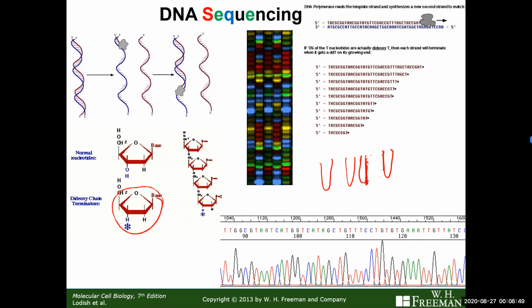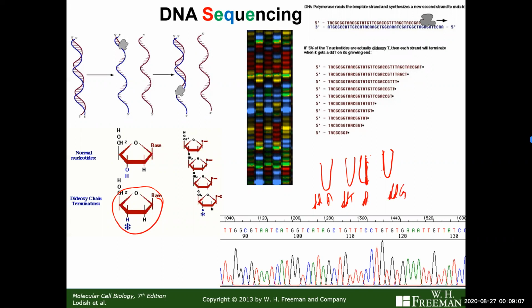So in this one, it will be dideoxy A. In this one, it will be dideoxy T. In this one, it will be dideoxy C. And in this one, it will be dideoxy G.